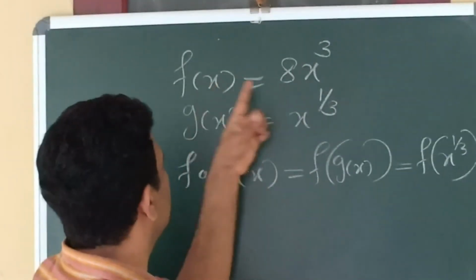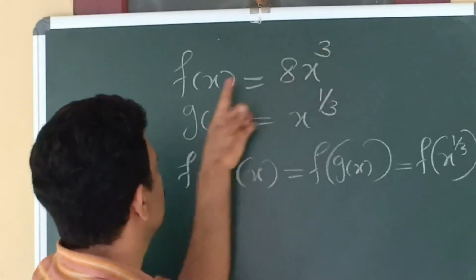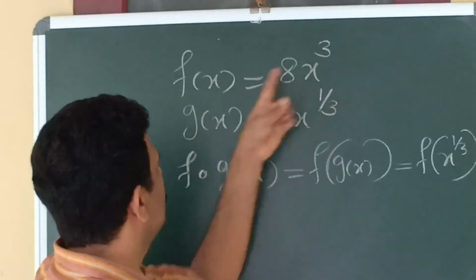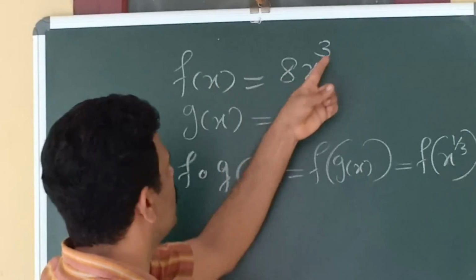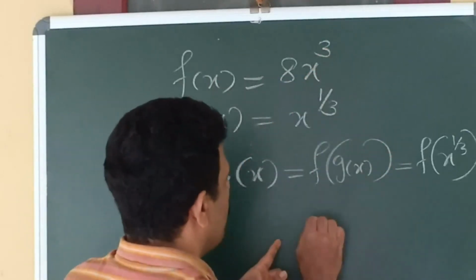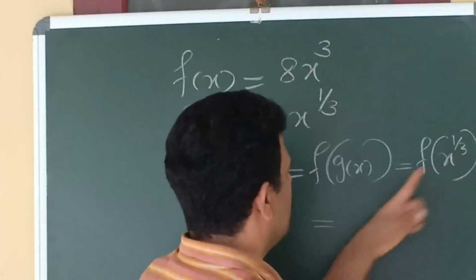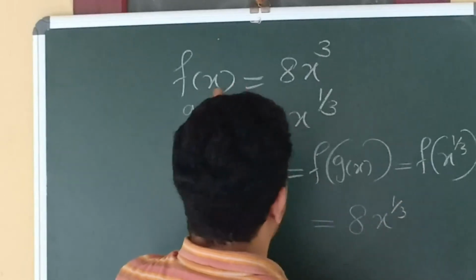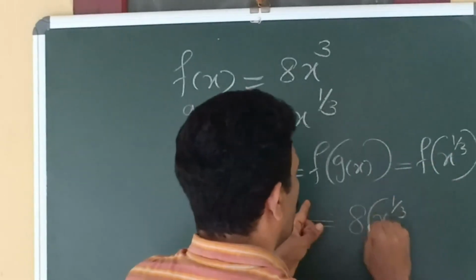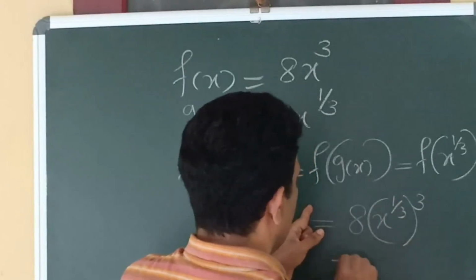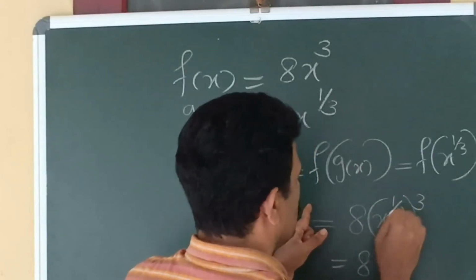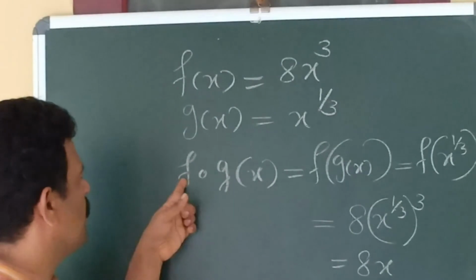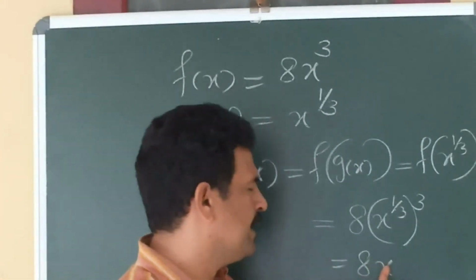F of a equal to 8 into a cube. F of b equal to 8 into b cube. Here we have to find f of x raised to 1 by 3. That is 8 into x raised to 1 by 3. Instead of this x, I am taking x raised to 1 by 3 whole cube. That is 8 into x. X raised to 1 by 3 cube means x. Therefore the answer is f dot g of x, that is f composition g of x equal to 8x.